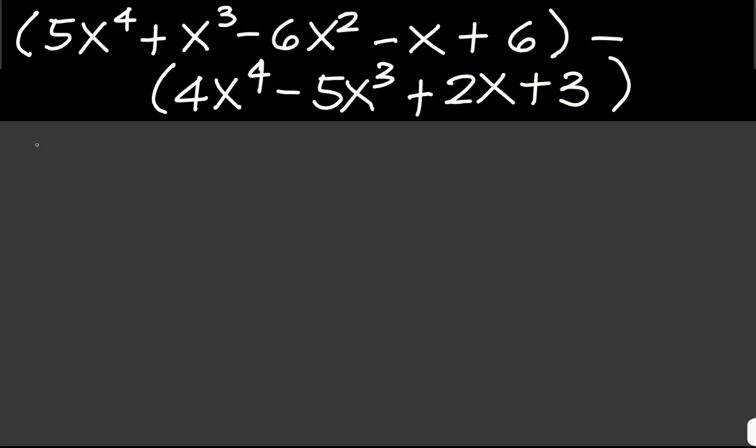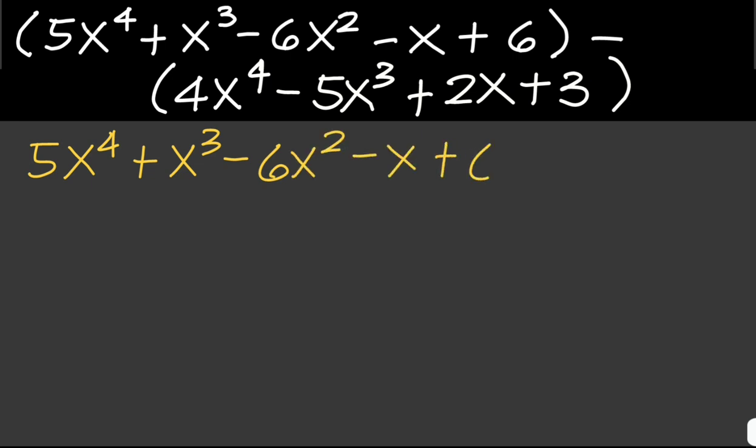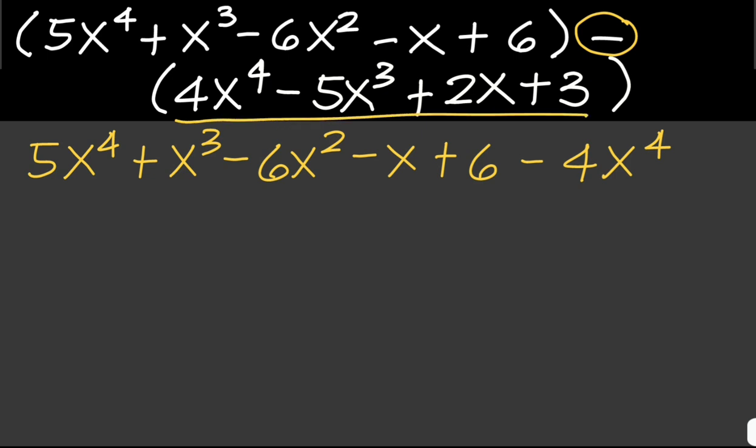So this would be 5x to the fourth plus x cubed minus 6x squared minus x plus 6 minus 4x to the fourth. We're going to distribute the negative sign to this polynomial here. So this would be negative times negative 5x cubed, that would be plus 5x cubed, and then negative times positive 2x is negative 2x, and then negative times positive 3 would be negative 3, or minus 3.